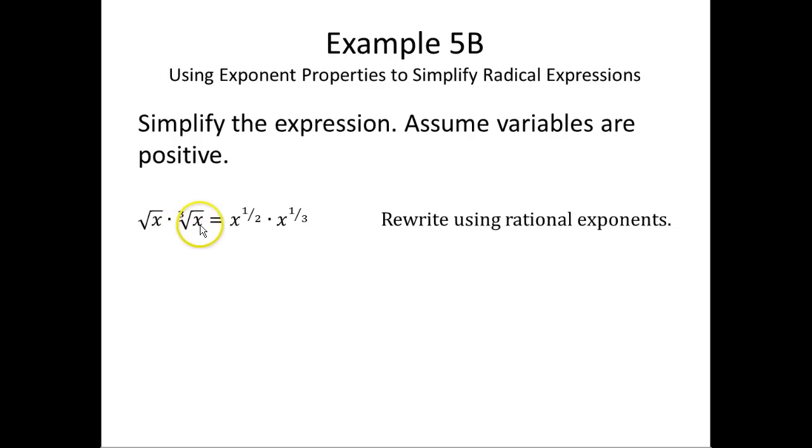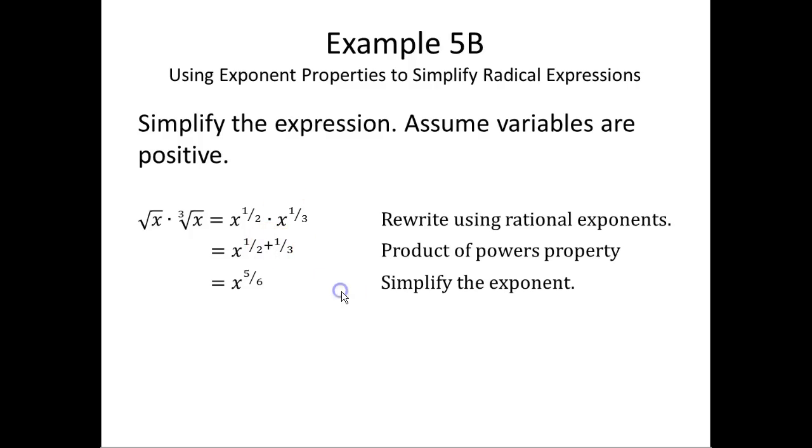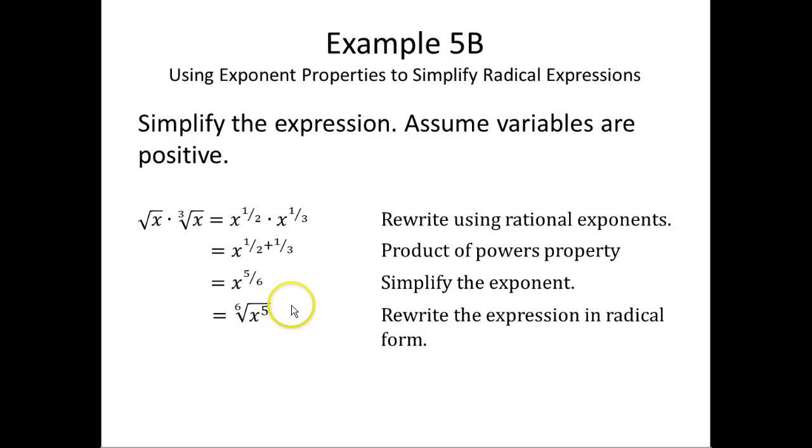And I could write the cube root of x as x to the power 1/3, because once again the index in your radical expression becomes the denominator in your power raised to the rational exponent. Using the product of powers property, I can rewrite this product of powers here. Since they have the same exact base, this would become x to the power 1/2 plus 1/3. Adding up these fractions, I get that this is x to the power 5/6. And then I would rewrite this expression in radical form. Remember, the denominator becomes the index, and the numerator becomes the exponent in the radicand.